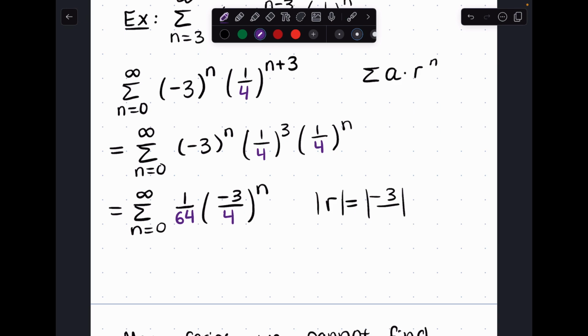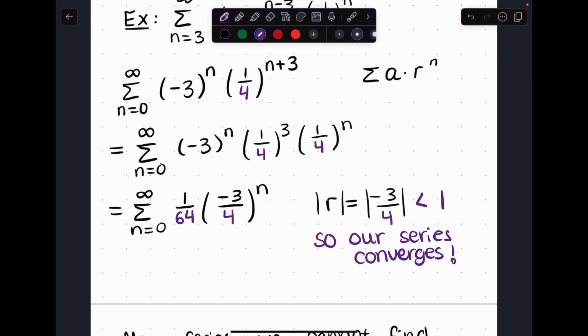And now we would have r as this negative 3/4, which is less than 1. The absolute value is less than 1. So our series converges. And we can actually find the sum.